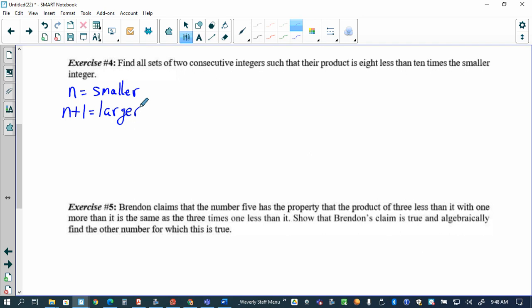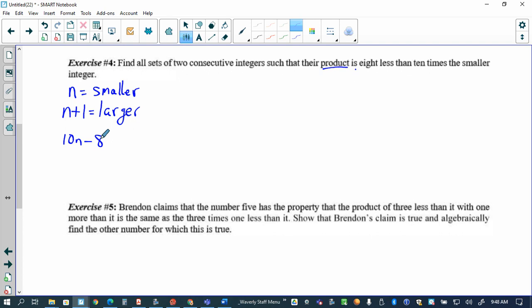And what does it say about these 2 numbers? Their product. What does product mean? Multiplying these 2. 8 less than what? How do we write 8 less than 10 times the smaller? Not 8 minus, not 8n, that's 8 times the number. Start with the 10 times the smaller, which would be 10n. How do we do 8 less than that? Minus 8. There you go.